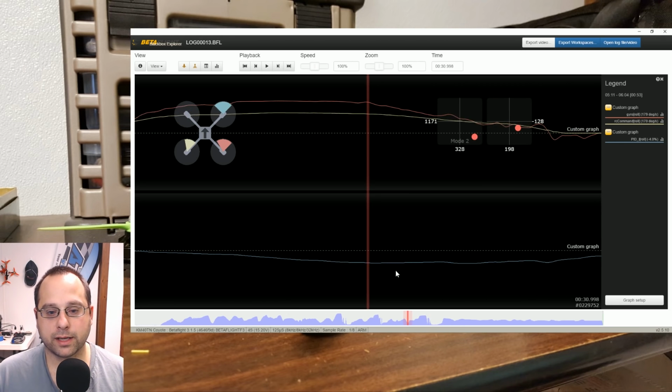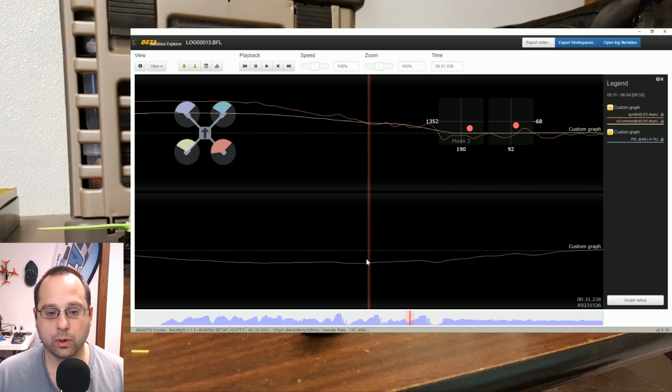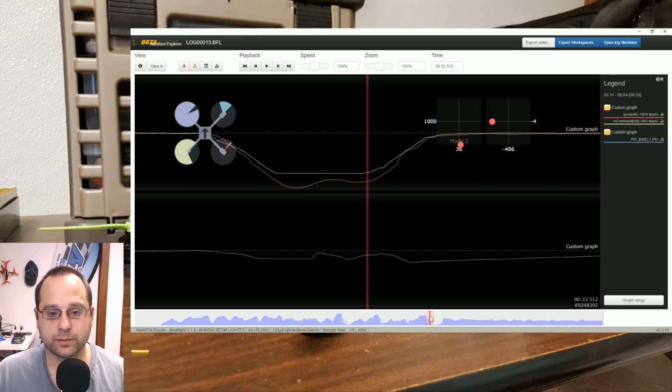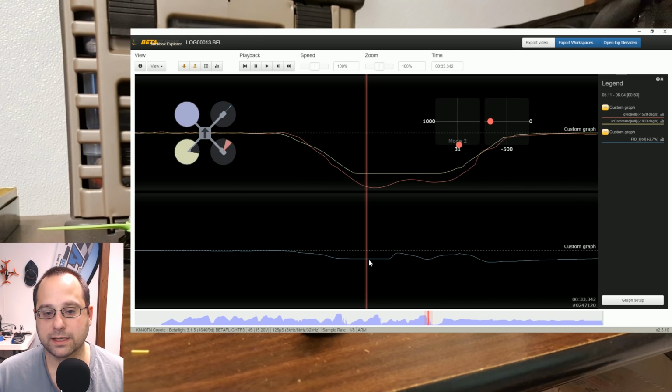Notice that that's not a hard cap. See, if we look right here, we can see that the I term has gone negative, and it's gone more negative than it was during that flip or roll. So that's not just an artifact of the display or anything. It's actually being capped at this value.